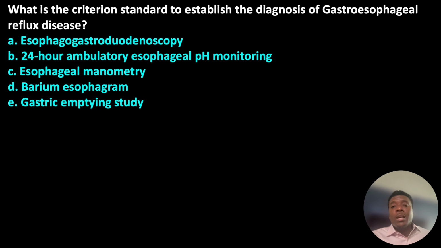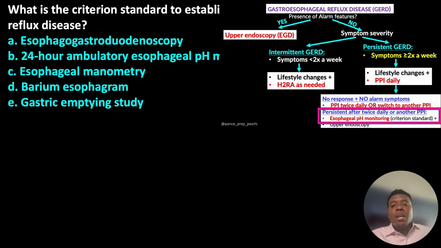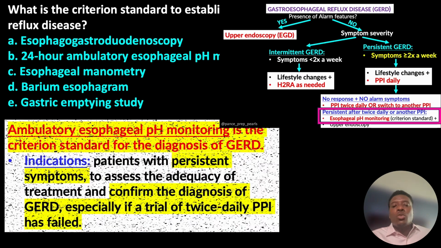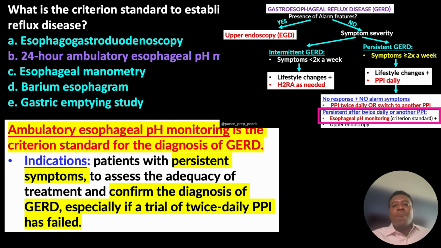In terms of GERD, that's where you have a decreased LES pressure that results in reflux of acidic content. You want to make sure that there's increased acidic content in the lower esophageal area, and therefore the preferred test to make the diagnosis of GERD is going to be 24-hour pH monitoring. That is the gold standard or criterion standard to make the diagnosis of GERD, especially if you have to confirm it if they have GERD that is not responsive to your trial of PPI after doing twice daily. You may want to consider it to confirm for sure that GERD is present.